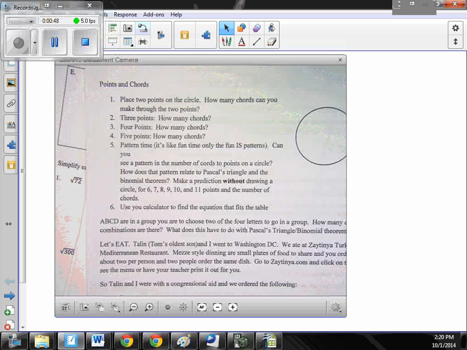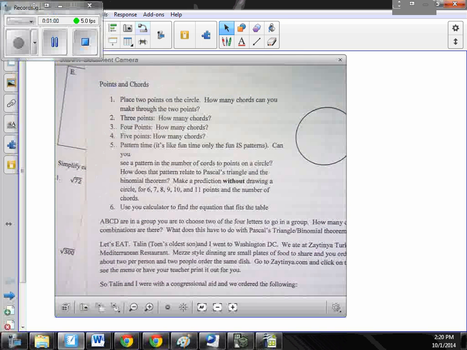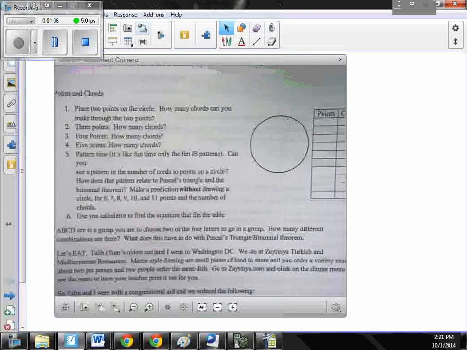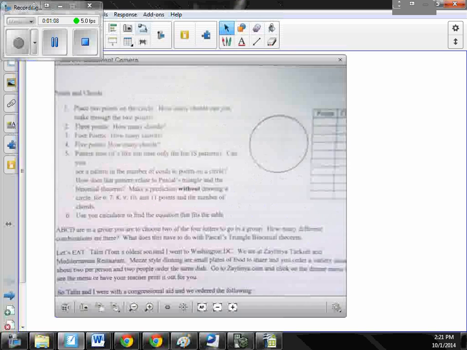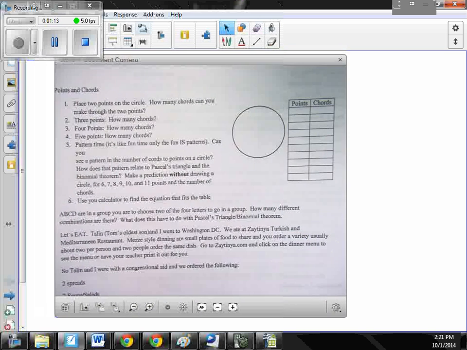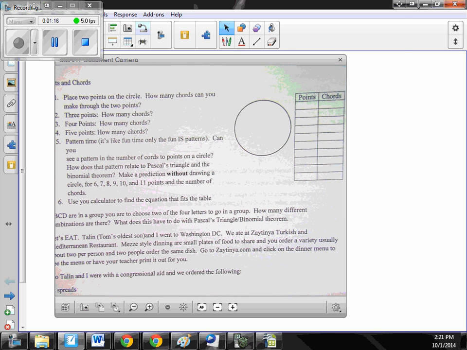A chord is defined as a segment whose endpoints are on the circle that does not pass through the center. But today, we don't care. So, see if I can get all of this in. I don't know. I didn't make the rules.